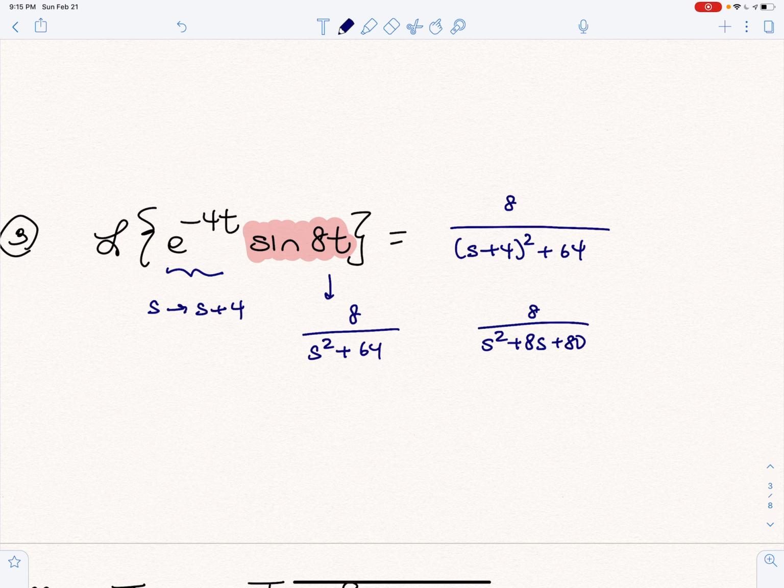So that is taking Laplace transforms of shifted functions, meaning an exponential multiplied by the function shifts the transform.